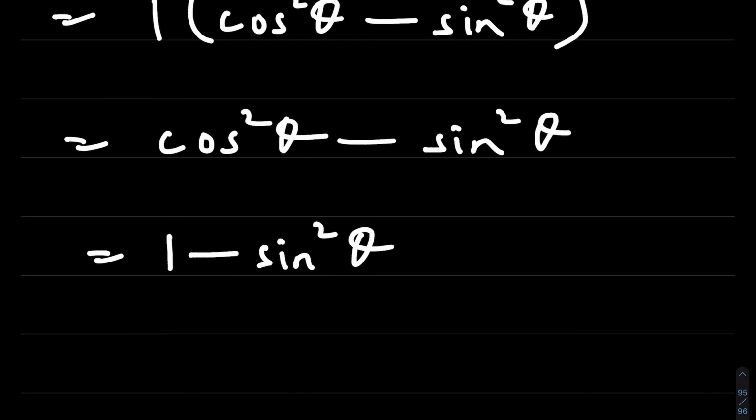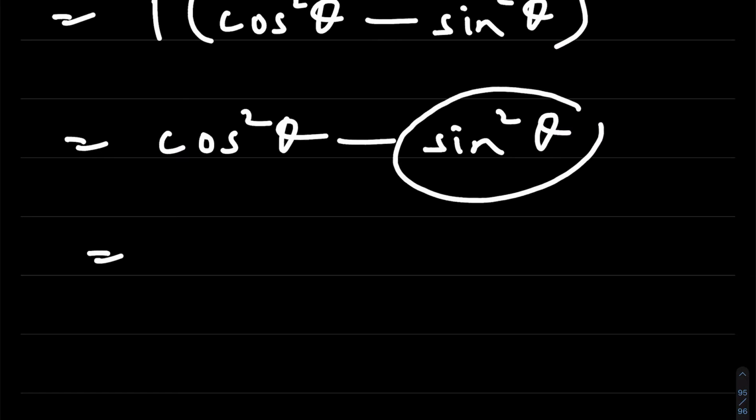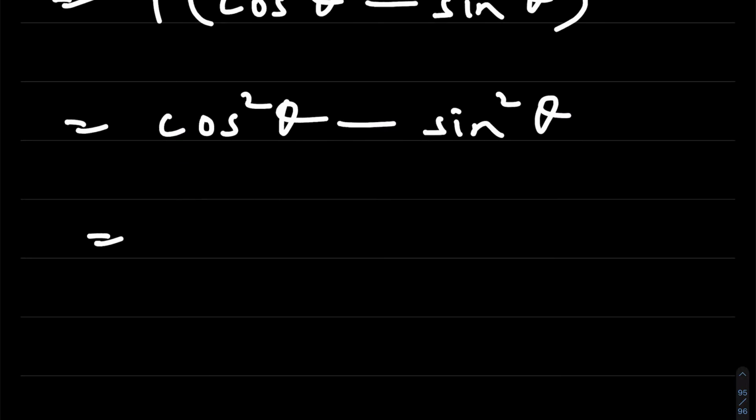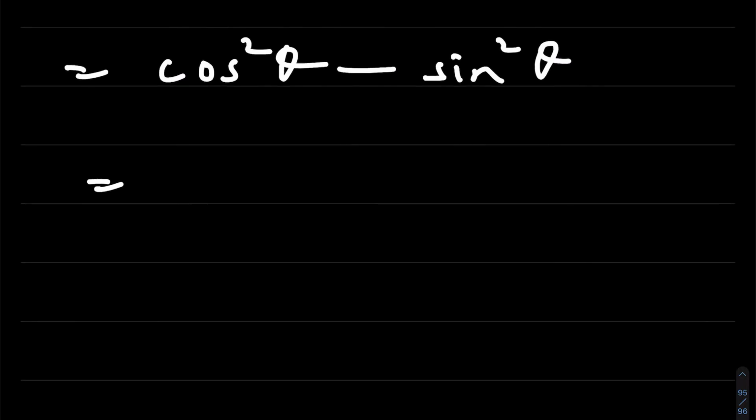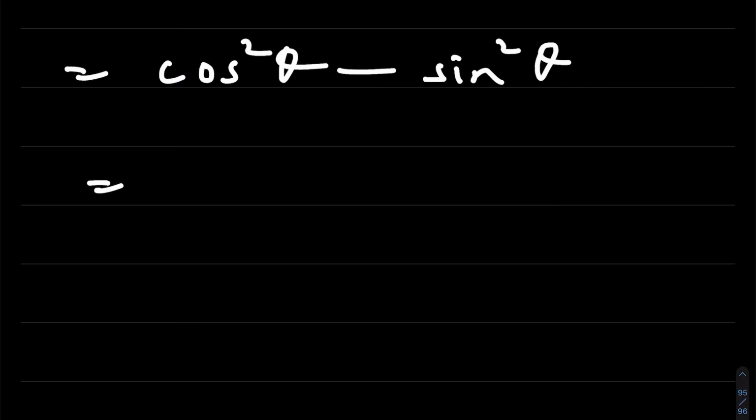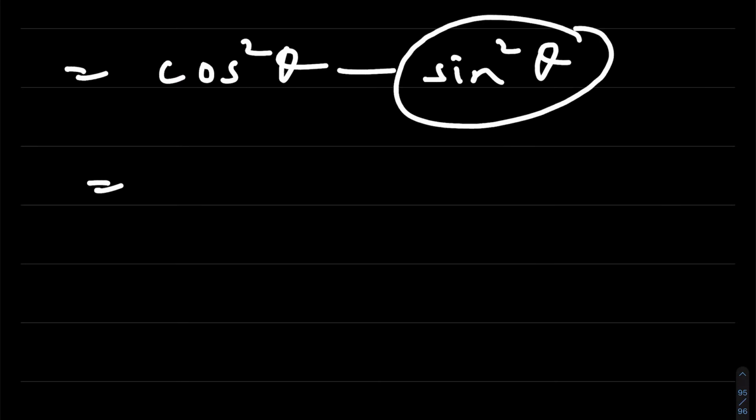Okay, I want 2 cos squared theta. It is cosine I want in my answer. So it is sine squared theta that I'm going to write in terms of cos squared theta, and not cos squared theta in terms of sine squared theta, because what I need in my result is cos squared theta and not sine squared theta. So instead of writing sine squared theta, I'm going to write 1 minus cos squared theta.